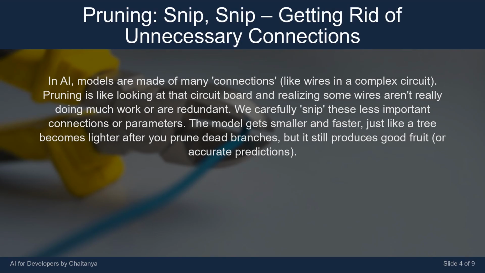In AI, models are made of many connections. Like wires in a complex circuit, pruning is like looking at that circuit board and realizing some wires aren't really doing much work or are redundant. We carefully snip these less important connections or parameters. The model gets smaller and faster. Just like a tree becomes lighter after you prune dead branches. But it still produces good fruit, or accurate predictions.